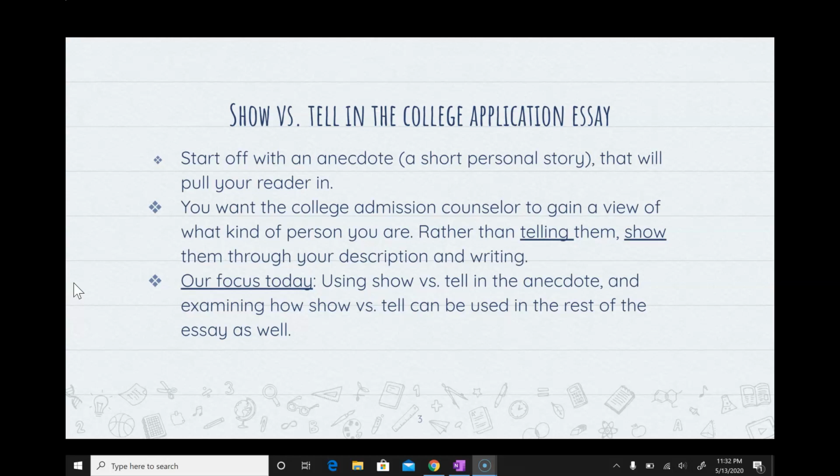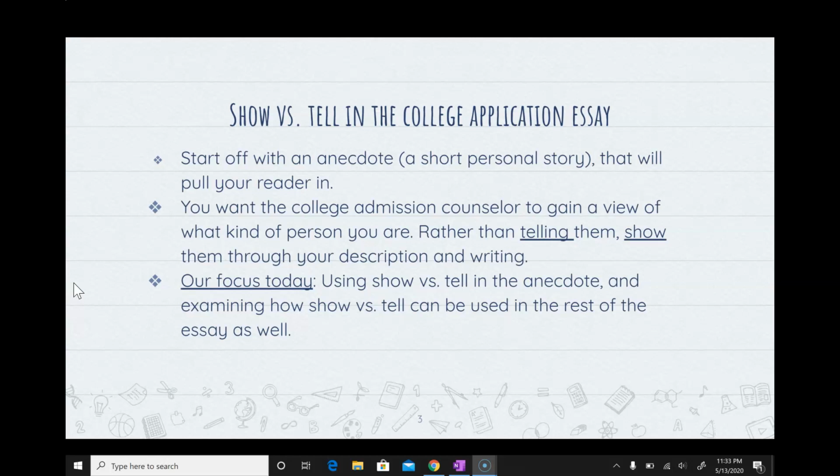You want the college admission counselor to gain a view of what kind of person you are. Rather than telling them every single part of it, you want to show them through your description and writing the kind of person that you are. Our focus today is on examining how show versus tell is used in the anecdote and looking to see how show versus tell can be used in the rest of the essay as well.